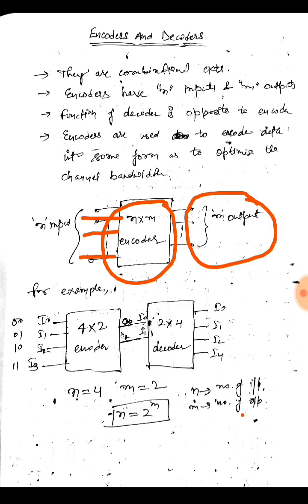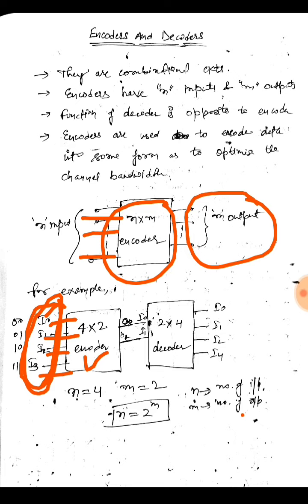If let's say I have a 4:2 encoder, that is, it is having 4 inputs and one of these inputs is high at one time. So this encoder will transmit one input at a time. So it will transmit 4 signals in a channel.